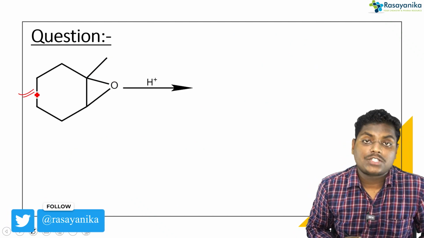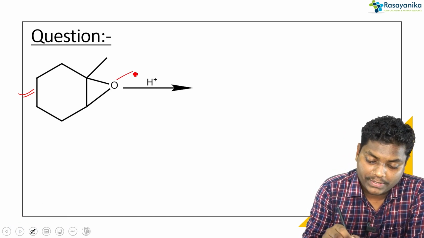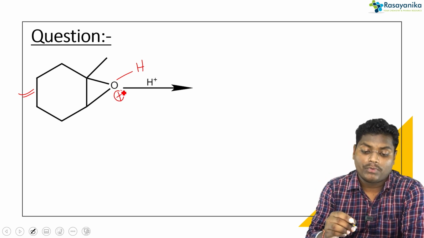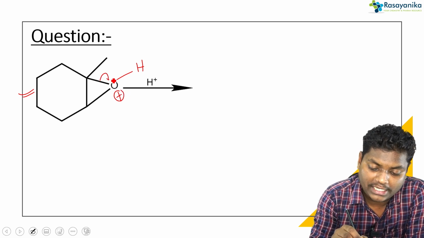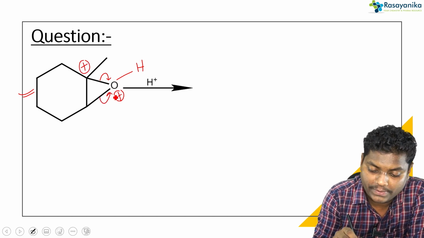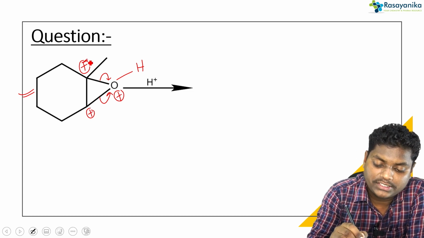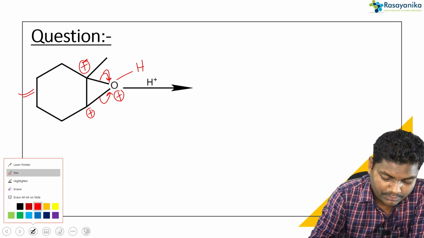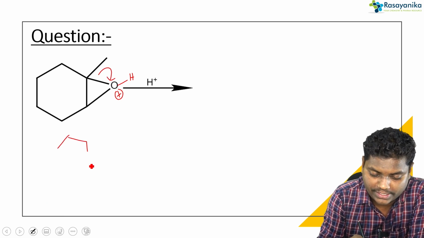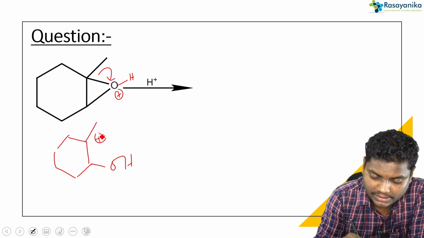Now let's move to this question. Here we have an epoxide, and you know epoxides are strained systems. So in the presence of acid, this will be protonated. Once it is protonated, we have this option where this bond will break. Either this bond can break, generating a carbocation here, or this bond will break, so the carbocation will be produced here. Now which is more stable? This is more stable. So this is a tertiary system, so this bond will break, and a carbocation will be generated over here.